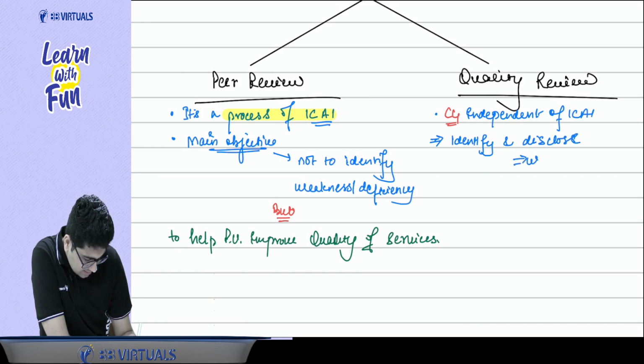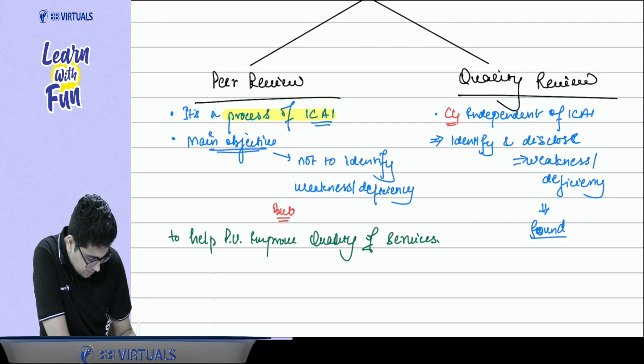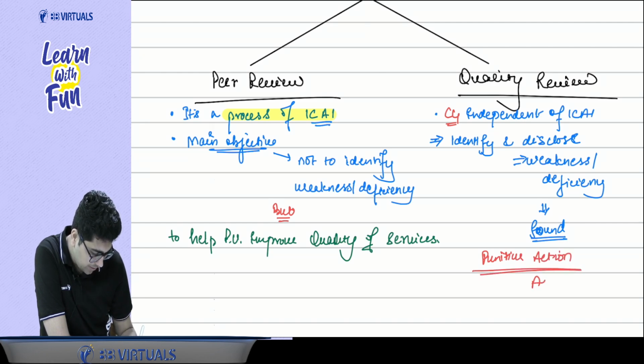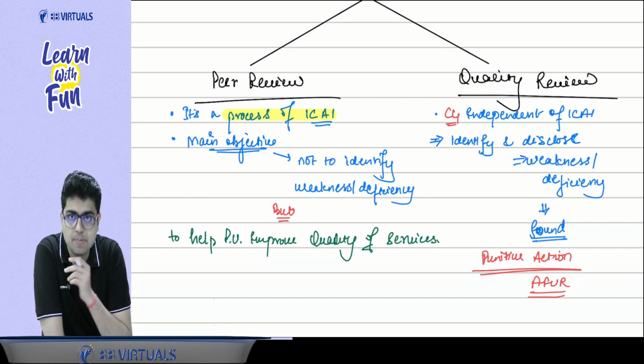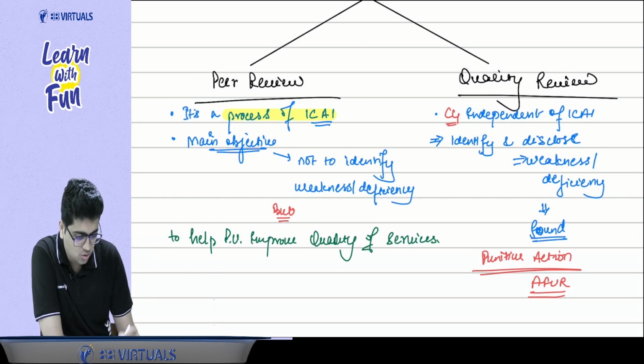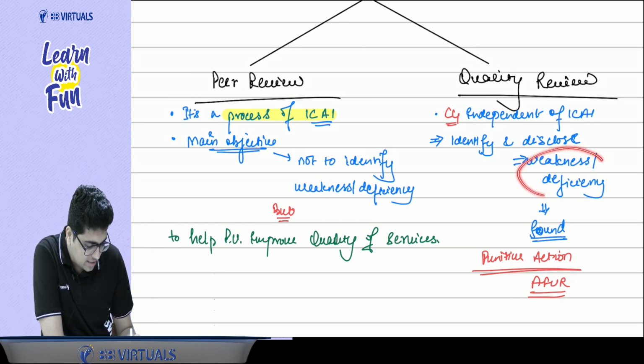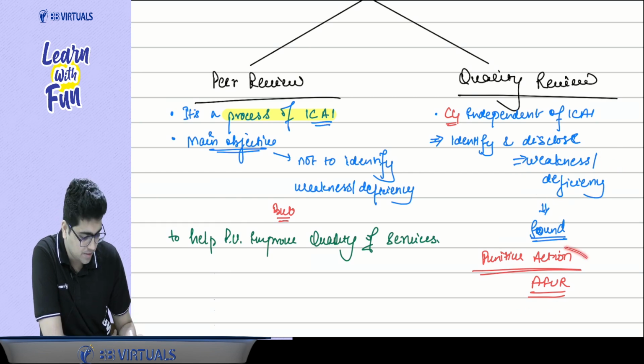All right. But if I talk about the main objective of quality review, it is to identify and disclose the weaknesses and the deficiency, and in case anything is found, in case a material weakness is found or a deficiency is found, punitive action is taken. Punitive action is also taken against the audit firm under review. So in case of peer review, you call it a practicing unit, but in case of a quality review, you call it audit firm under review. So in case any weakness or deficiency is found, punitive action is taken.